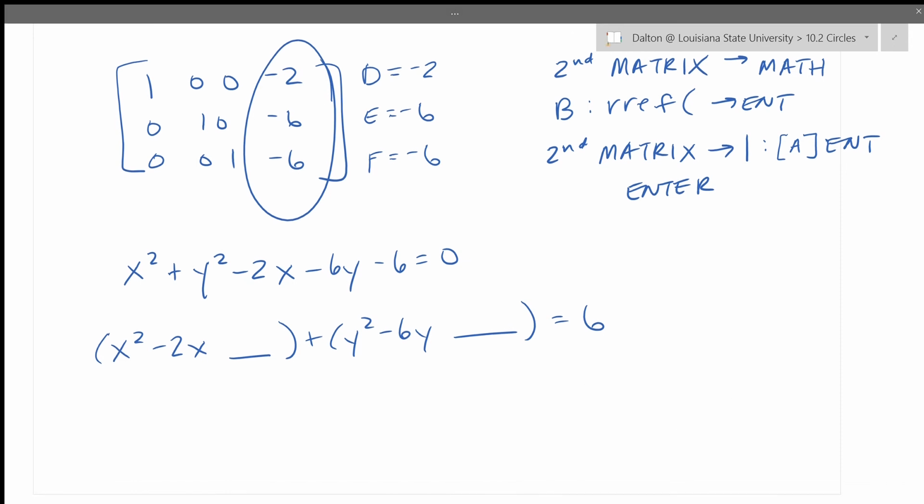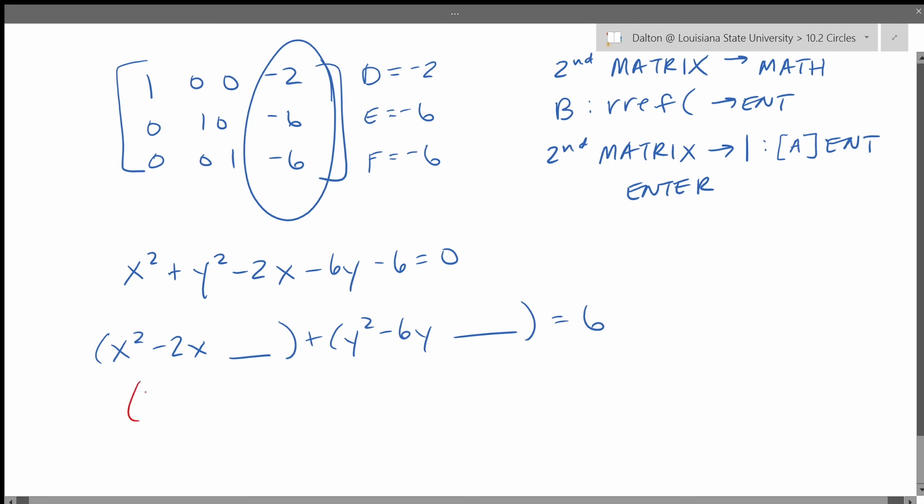Okay, so to find these new c's, I've got negative 2 over 2 squared. Negative 2 divided by 2 is negative 1 squared, which is positive 1. So there's this new c. I'm going to add 1 there, and what I do to the left side, I've also got to do to the right side.